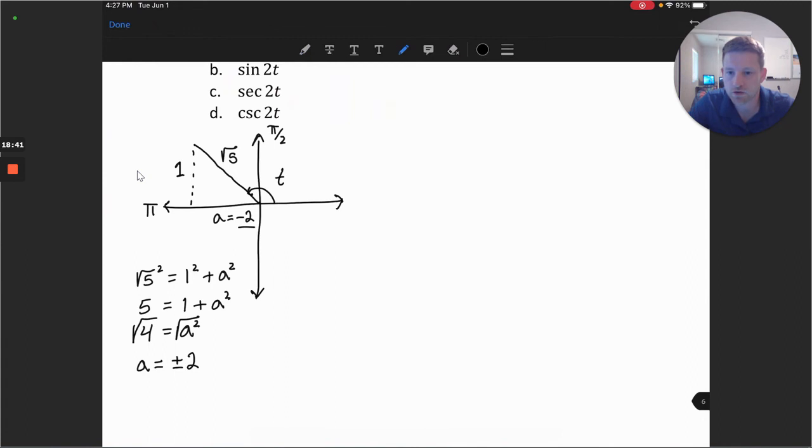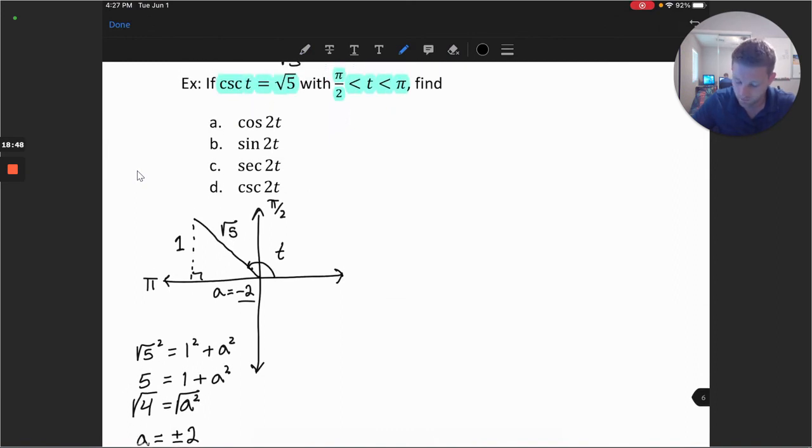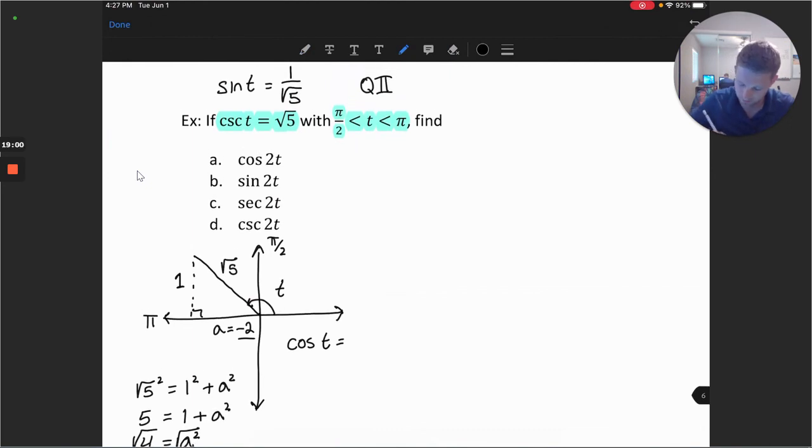So we have a triangle to work with now. And so it might be helpful right off the bat to find our cosine of t, because we'll be using that. We know our sine of t is 1 over the root of 5, but our cosine of t here will be our adjacent. So that's negative 2 divided by the root of 5. And again, for right now, we'll just leave it like that, because we know we're going to be using that cosine of t.